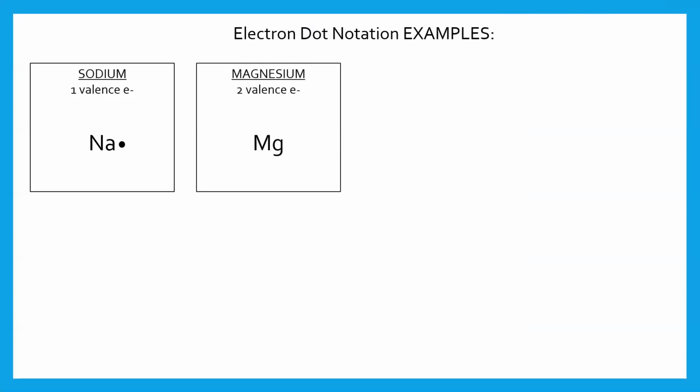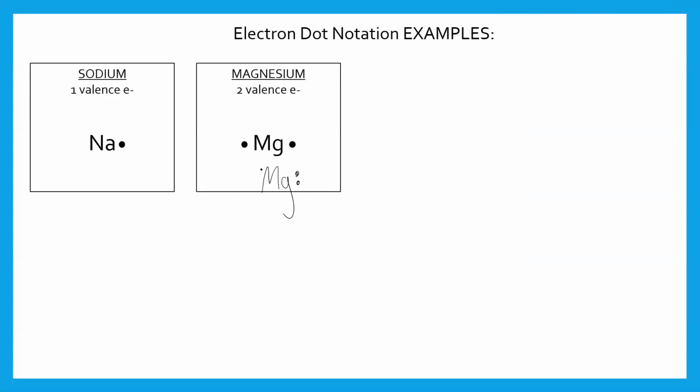Magnesium has 2 valence electrons. I put one on the right and one on the left. You could put one on the right, one on the top, one on the left, one on the top, whatever you want to do. I'm sorry, you should have 1 electron on one side, 1 electron on a different side. You cannot do something like this.